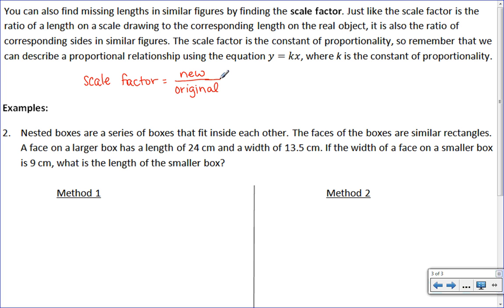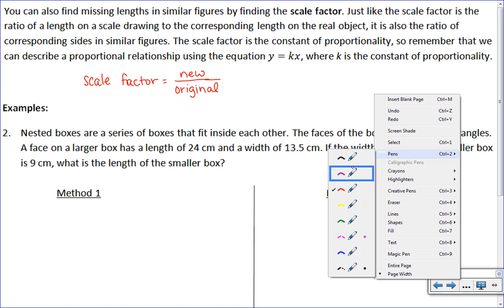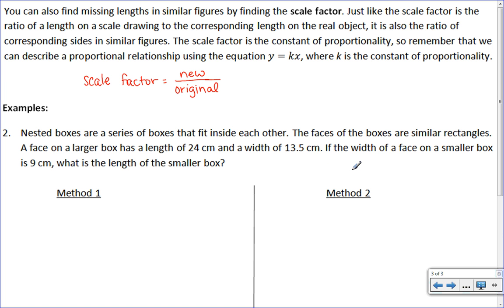Alright, so let's see what this looks like on example number 2. And we'll solve this both ways so that you can see the similarities and the differences between using the proportions method versus using the scale factor method. So example 2 says, nested boxes are a series of boxes that fit inside each other. The faces of the boxes are similar rectangles. A face on a larger box has a length of 24 centimeters and a width of 13.5 centimeters. If the width of a face on a smaller box is 9 centimeters, what is the length of the smaller box?